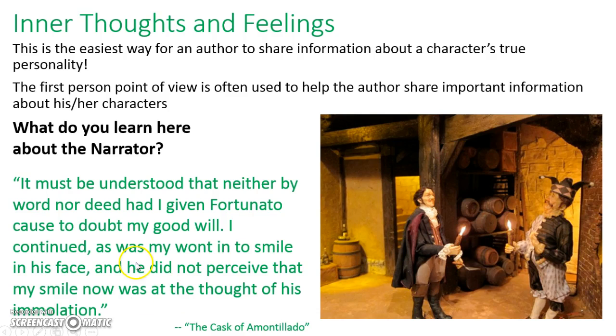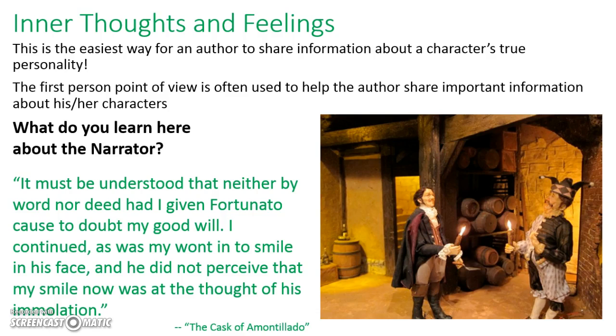Did you understand when it says, "as was my wont, to smile in his face"? I'm smiling in his face, but that's not truly how I'm feeling. He did not perceive that my smile was at the thought of his immolation. Okay, again, it might have something to do with vocabulary, so a close reading and having a dictionary nearby might help you in understanding this. But immolation means destruction. So he's not smiling at Fortunato because he's friends with him. He's smiling at Fortunato because he's looking forward to killing him. That tells you a lot about our narrator, does it not?